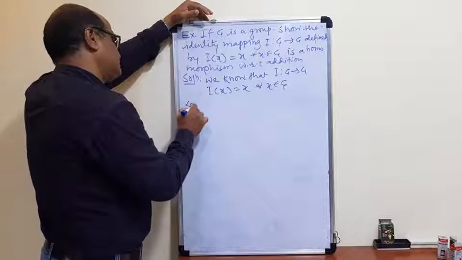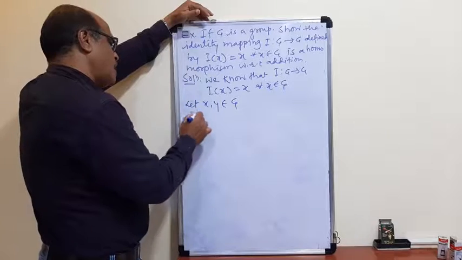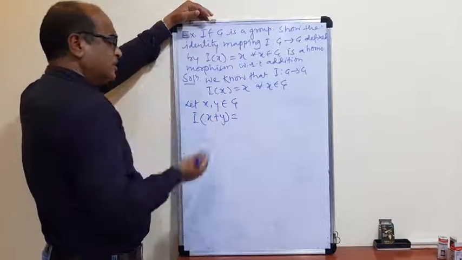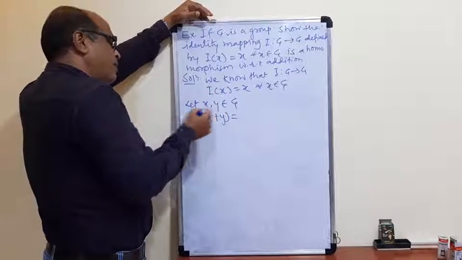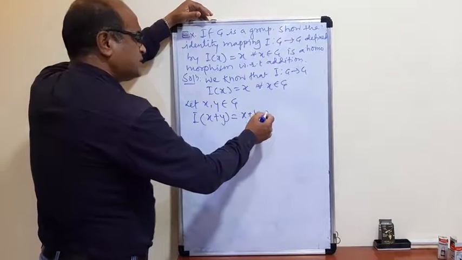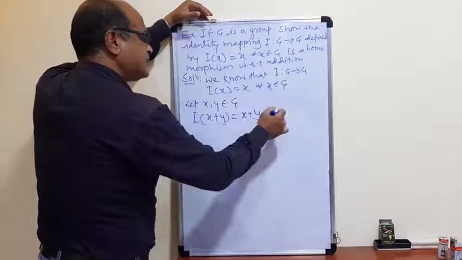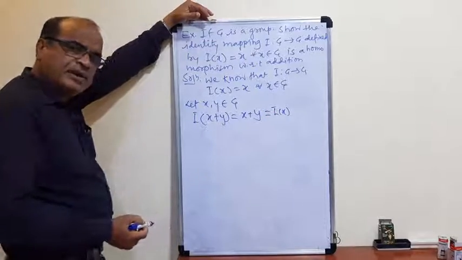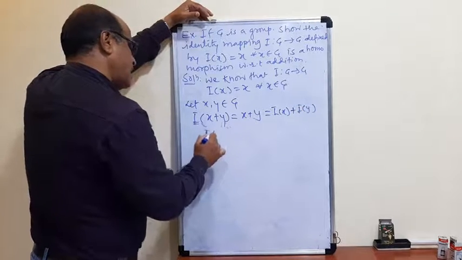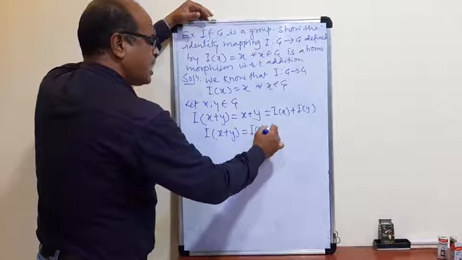So let x and y be elements of G. Then the identity mapping on x plus y is equal to what? I of (x plus y) is x plus y. But what is this? I(x) is x, by the definition of the identity function, and I(y) is y. So I of (x plus y) is equal to I(x) plus I(y).